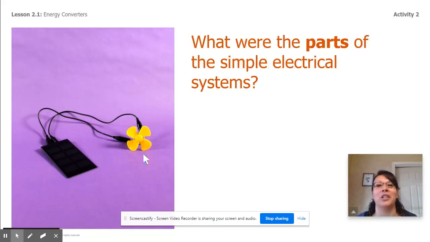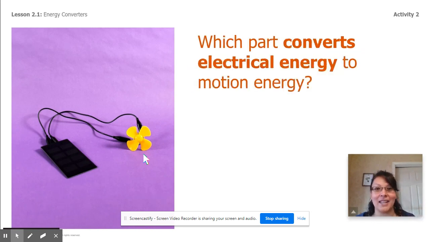Yep, it's a solar panel. Nice job. What were the parts of this simple electrical system? So it's the solar panel, the motor, the fan, and don't forget the sun. Okay, so what was the energy source for our simple electrical system? Yep, you're correct, it's the sun.